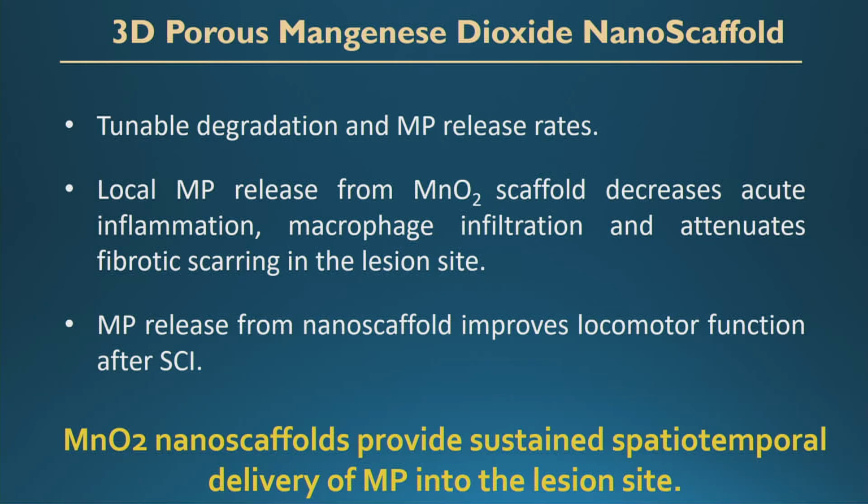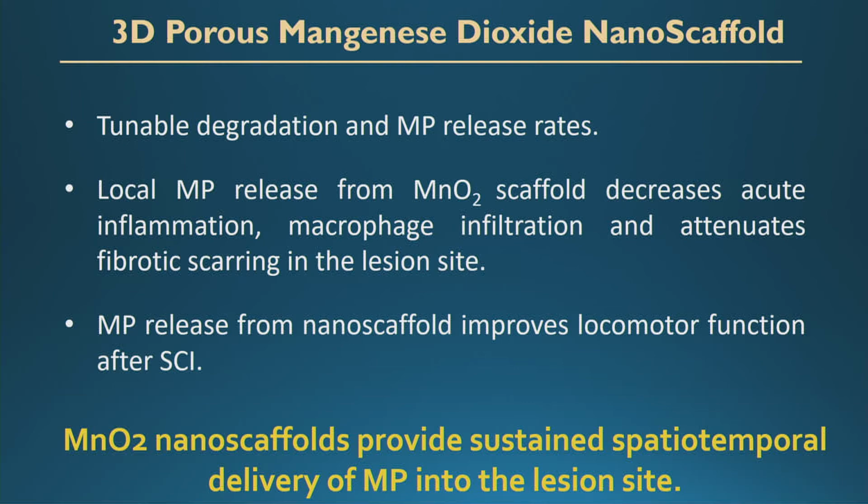So just to wrap up this first part of the talk, I hope I convinced you that this material has very advantageous properties to be used in spinal cord injury, so we can very easily tune degradation and release rates from this material. We saw, according to our data, that local methylprednisolone release decreases acute inflammation, decreases macrophage infiltration, and attenuates fibrotic scarring in a spinal cord injury area. And we also saw that it was improving locomotor function compared to the scaffold only. So this material provides a sustained spatiotemporal delivery of methylprednisolone that can be very attractive for future, more effective therapies.